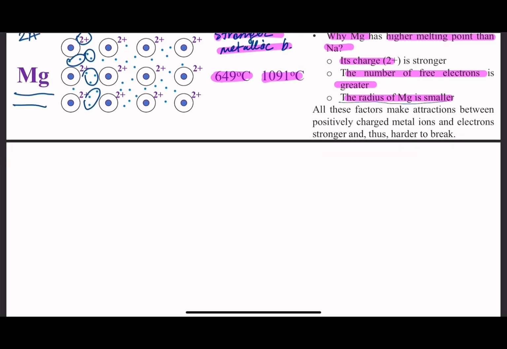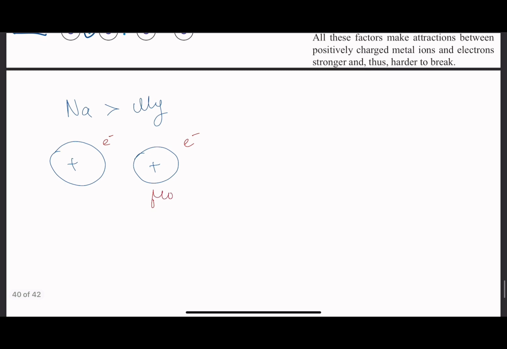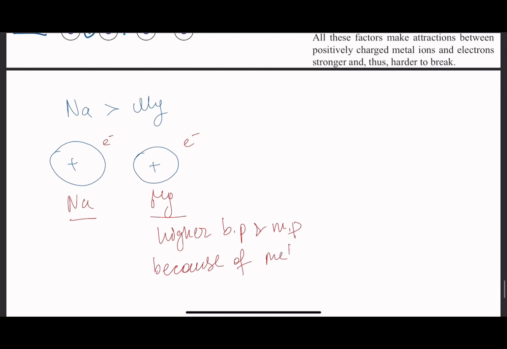The radius of magnesium is smaller than sodium, because we know that sodium has a bigger radius than magnesium. They look like this, okay? And then this is plus, and this is negative electrons, right? Because magnesium has a smaller radius than sodium, magnesium will have higher boiling point and melting point because of metallic bonding.